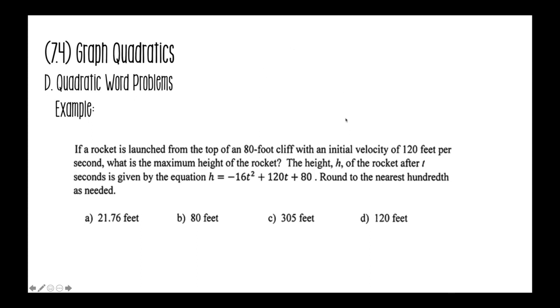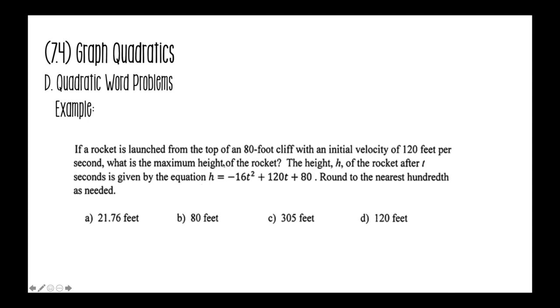So we're going to picture that it looks like this. We have this 80-foot cliff. The initial velocity is 120 feet per second. And we're trying to figure out the maximum height of the rocket. So we're trying to solve for h here eventually.